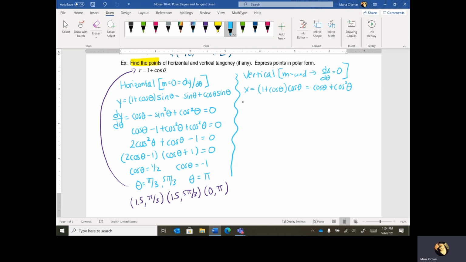All right, well, my derivative. Derivative of cosine is negative sine, and then plus 2 cosine theta times negative sine theta. I just need to change that to a negative. And this is going to be a little easier to solve. I think I'll factor out a negative sine theta.